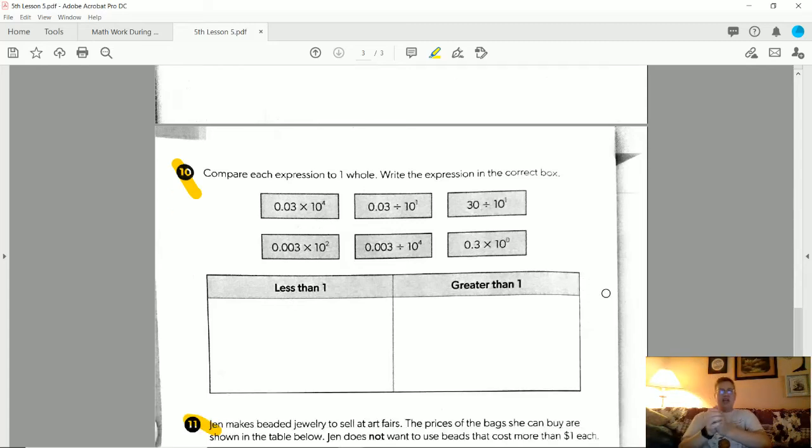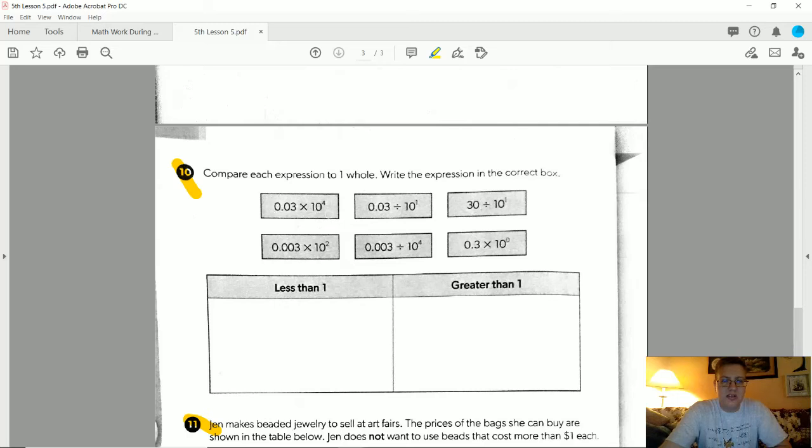Number 10, compare each expression to one whole. So we want, is it going to be greater or is it going to be less? So I am going to start with this one. So if I start here and I multiply, I'm going to move 4 spots. So as soon as I move the second spot, I'm already at 3. My answer for this one would be 300.